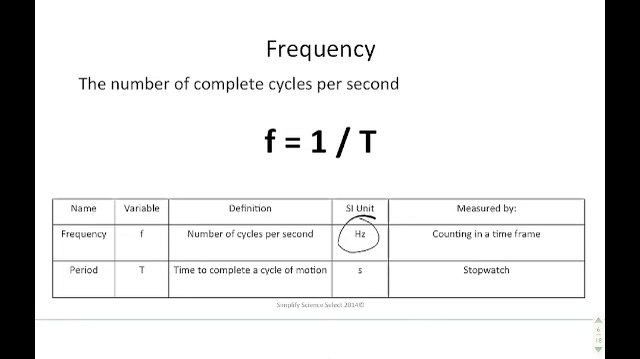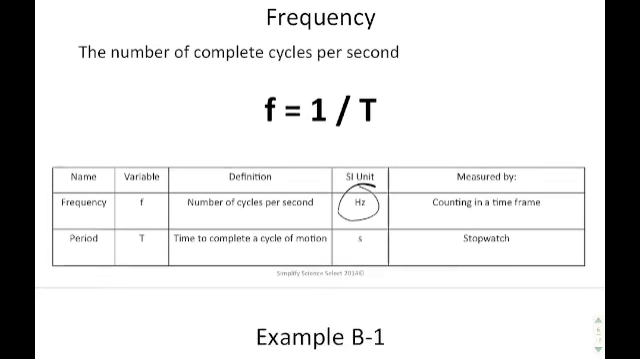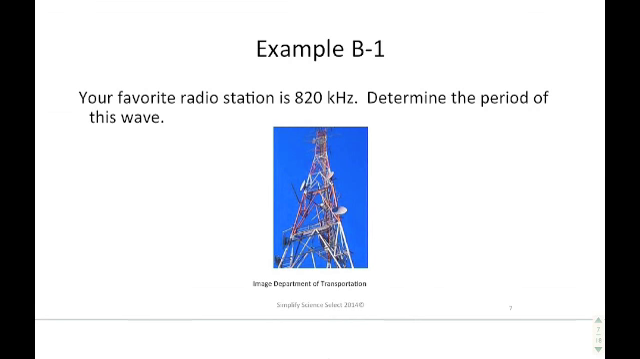The next thing you take a look at is the period. Period is the time that it takes to complete one cycle, and that's measured with a stopwatch. So you should be able to do example B1. Example B1 says your favorite radio station is 820 kilohertz. Determine the period of this wave. So you would look at it and say, okay, well, the frequency is 820 kilohertz.